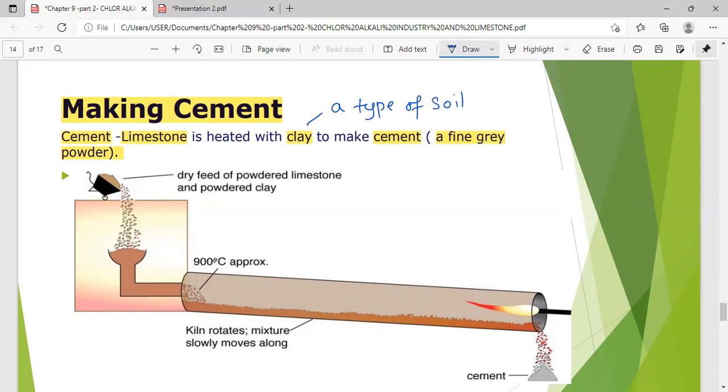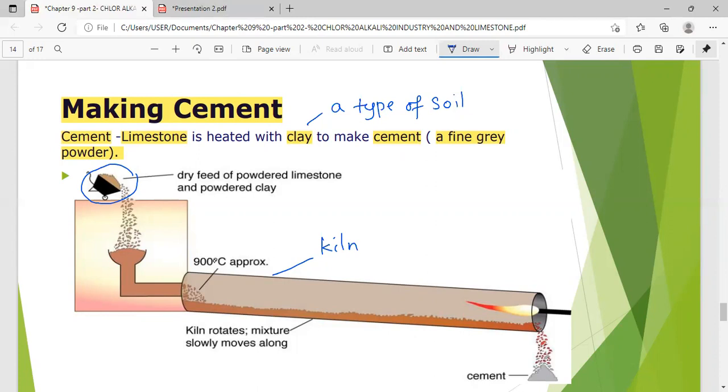The limestone and clay are dried and then fed into this furnace, which is called a kiln. In chapter 9 you learned about different types of furnaces, the blast furnace, and different types of vessels where reactions take place, like the reactor for the Haber process, and the diaphragm cell.